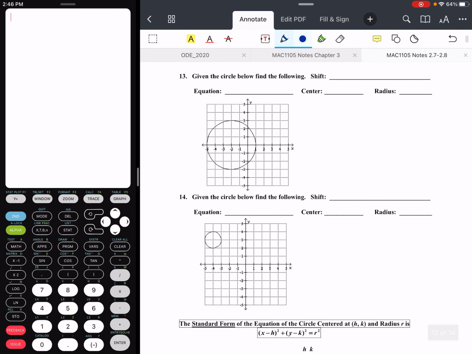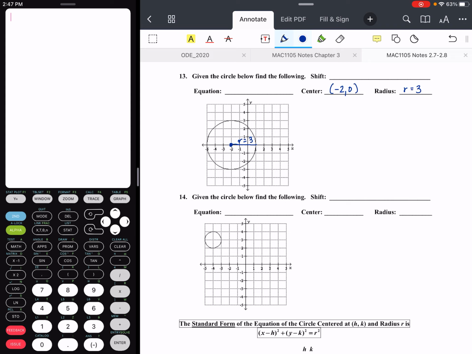All right, so looking at number 13, given the circle below, find the following. And you can do this in any order you want. Sometimes I like to identify the center and the radius first and then work from there. So visually, I can see that my center is at (−2, 0). And then my radius, if I go to the right, for example, 1, 2, 3, I have a radius of 3 in any direction.